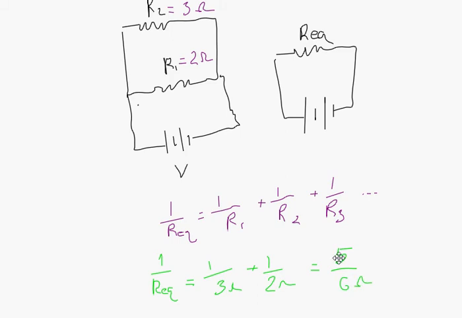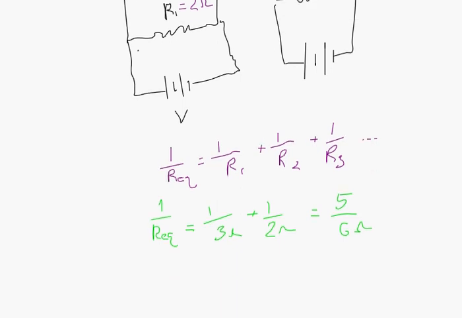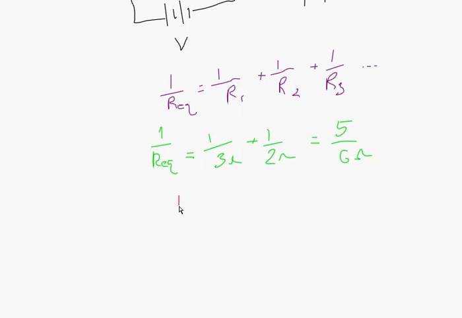Now you see the ohms on the bottom. That should give you a signal immediately that something is the matter. We need to flip it. A lot of people usually do cross multiplication, but I just flip. I go 1 over REQ equals 5/6, and I just say REQ equals 6/5 ohms.